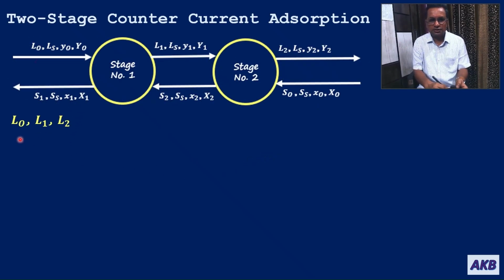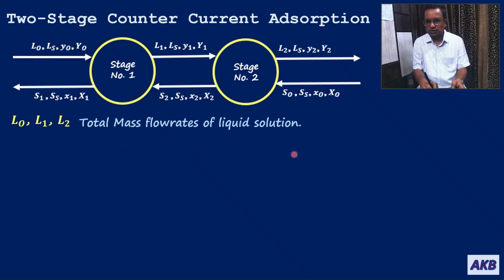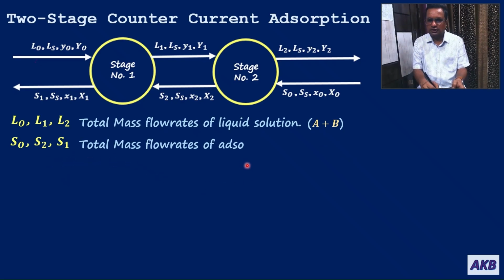So in this case, L0, L1 and L2. What are these? These are total mass flow rates of a liquid solution. Total mass flow rate, that is, the mass flow rates of A plus B. Then S0, S1 and S2, these are total mass flow rates of the adsorbent phase. That is, the mass flow rate of solid adsorbent plus the solute.